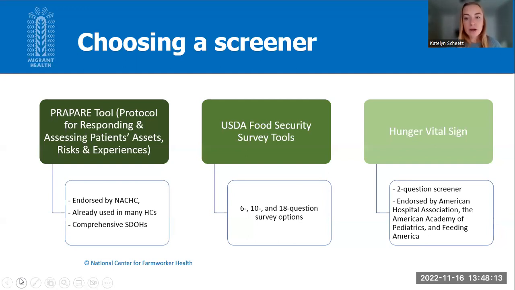And then finally, we have the Hunger Vital Sign. It's a simple 2-question validated screener. This one is endorsed by the American Hospital Association, the American Academy of Pediatrics, and Feeding America. It consists of, within the past 12 months, we worried whether our food would run out before we had money to buy more. And within the past 12 months, the food we bought just didn't last and we didn't have money to get more. And patients can respond with often true, sometimes true, or never true. And patients who answer either question with often true or sometimes true are considered to be food insecure.